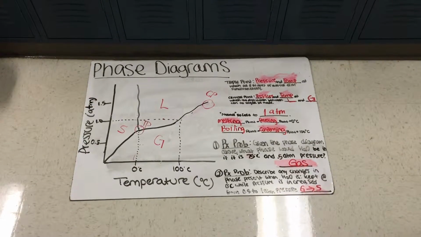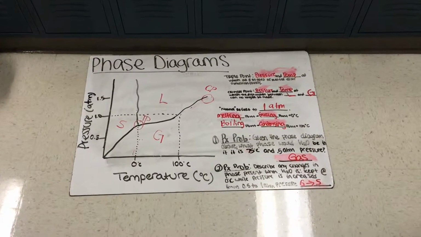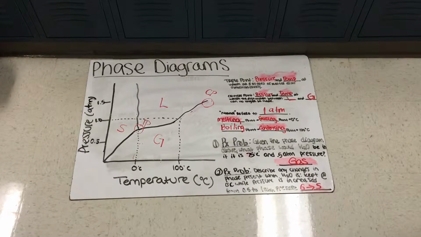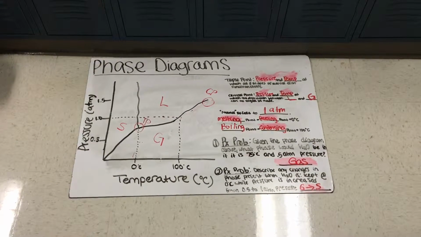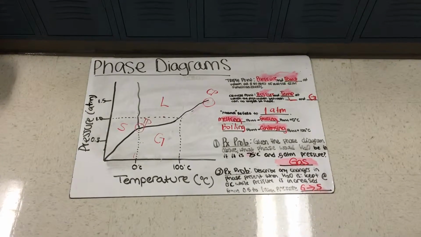This is our final review video on phase changes and diagrams. Phase diagrams show the effect of temperature and pressure on a substance. They're split into three distinct regions representing the solid, liquid, and gas states of a substance.